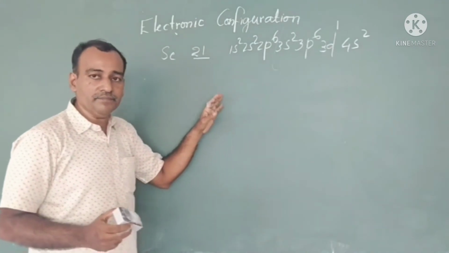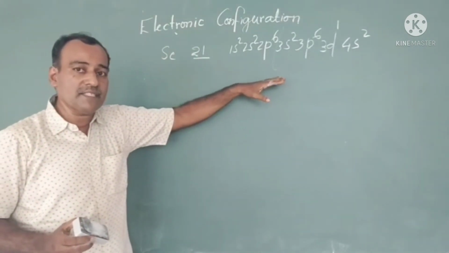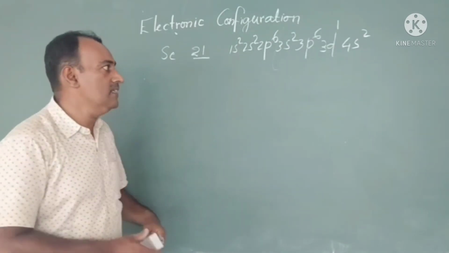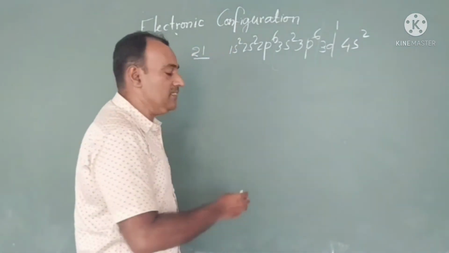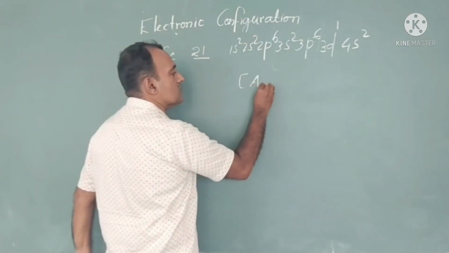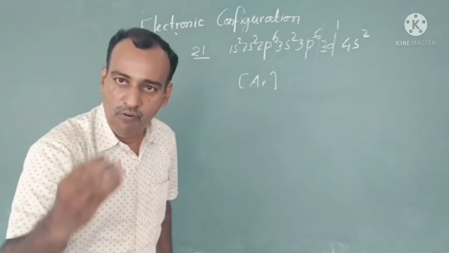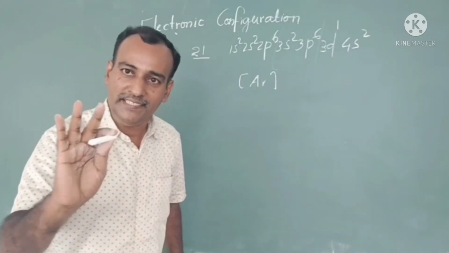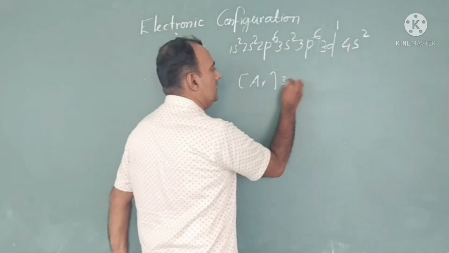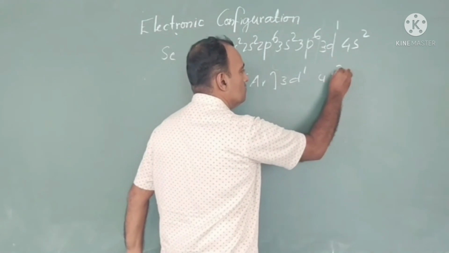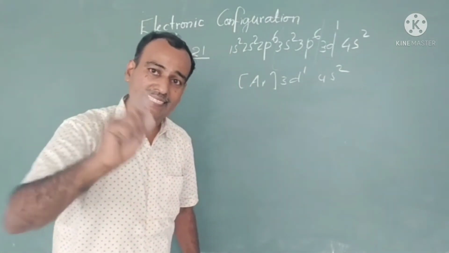So listen here. This is the electronic configuration of scandium. How can you simplify this? Instead of writing this much, we can simply put argon in square bracket. If you put argon in square bracket, how many electrons are over? 18 electrons over. So after argon which will come? 3d1, 4s2.